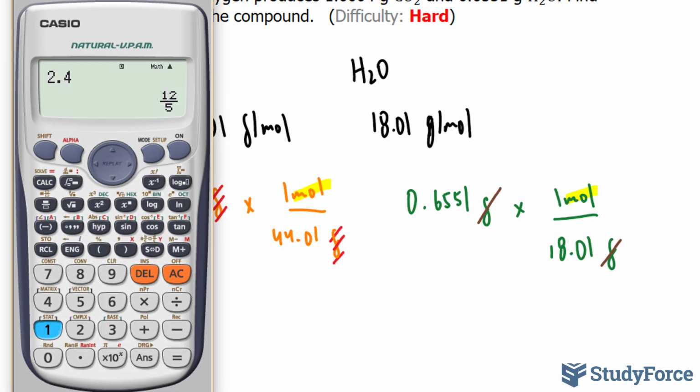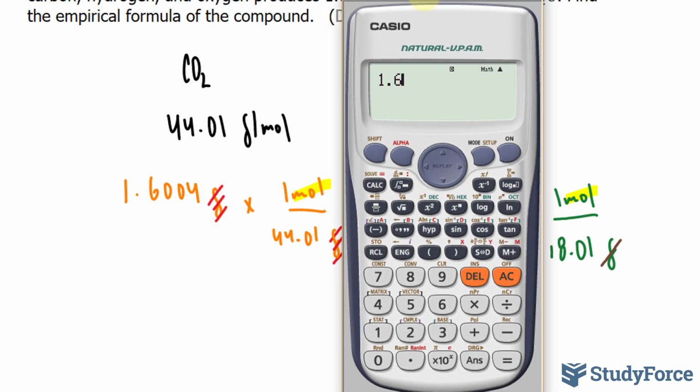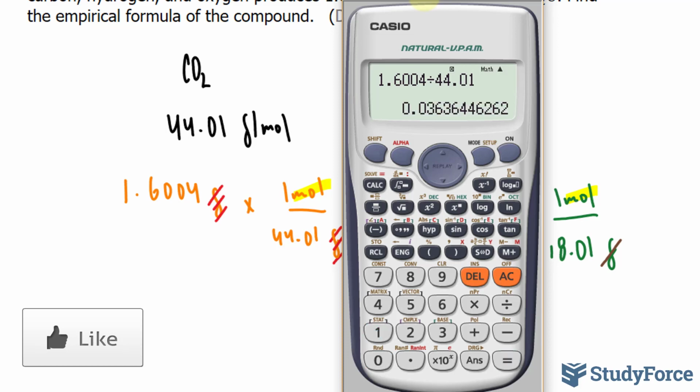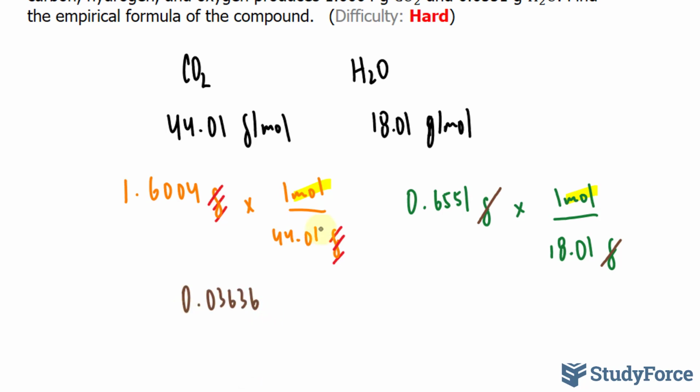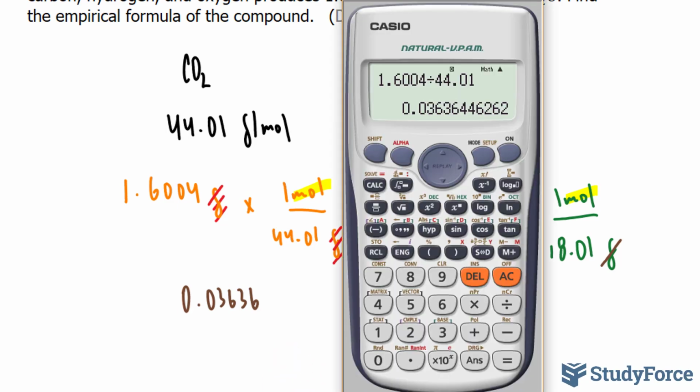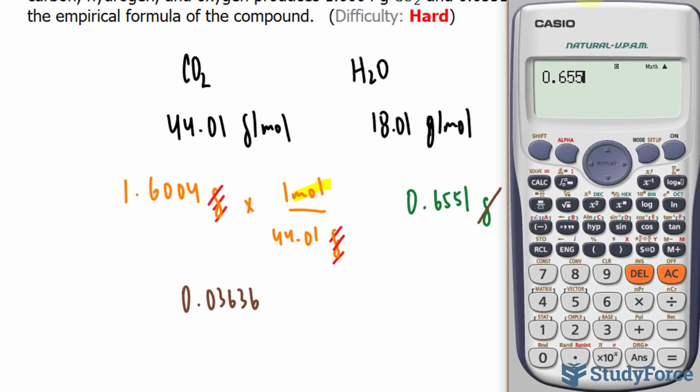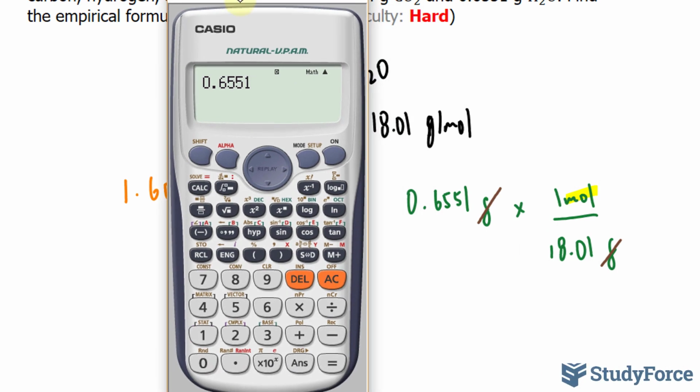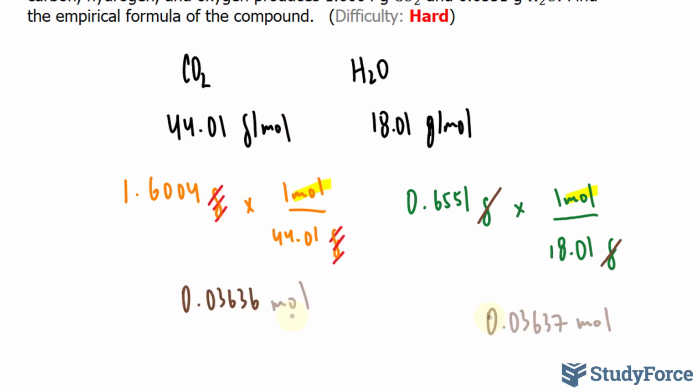Using our calculator, we have 1.6004 divided by 44.01. We get 0.03636, 4 significant figures, because this one has 4 significant figures. And over here, 0.6551 divided by 18.01, and we get 0.03637. These two numbers represent the amount of moles of CO2 and H2O respectively.